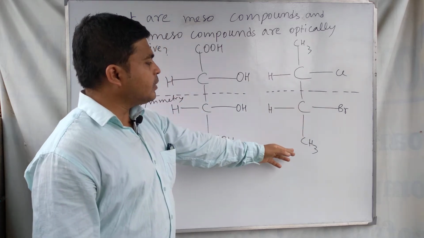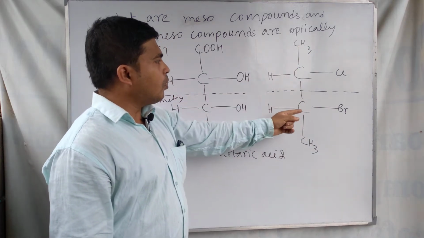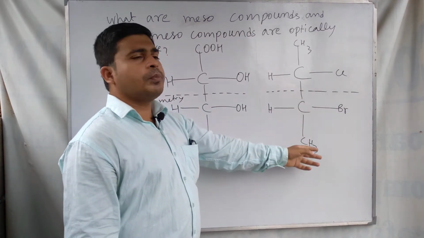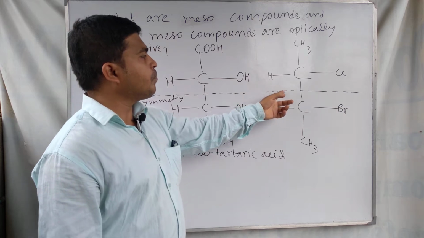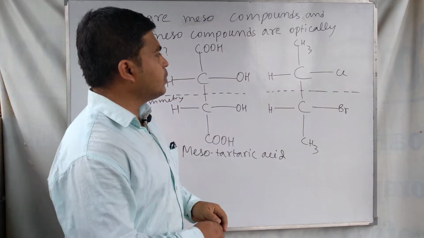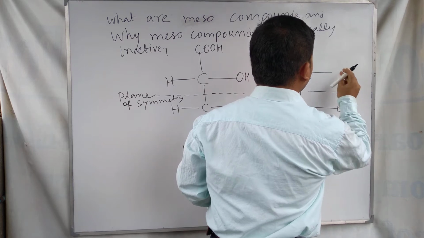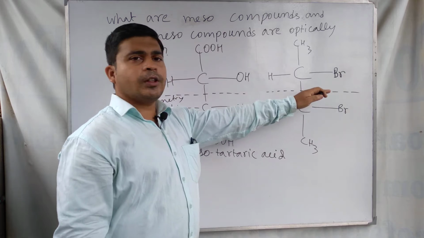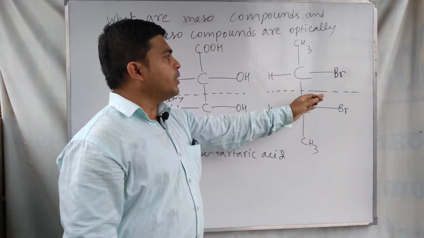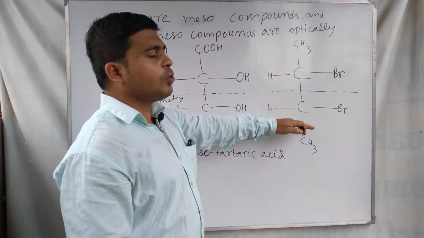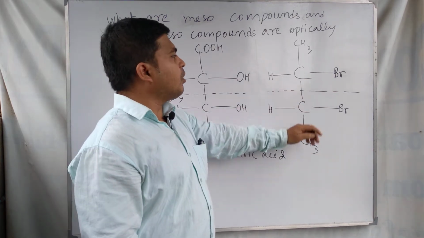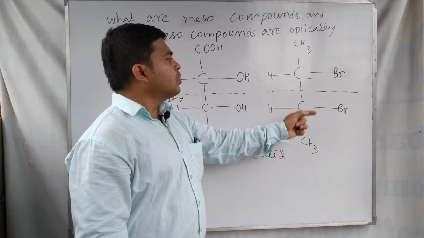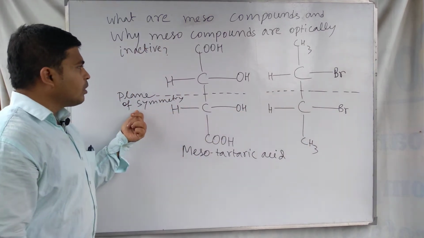Look at this compound, 1 2 3 4, 2-bromo-3-chlorobutane. In this plane, this one should be bromo. For this molecule, the upper part and lower part are identical. For this reason, the plane that can divide the molecule into two equal halves is called the plane of symmetry.